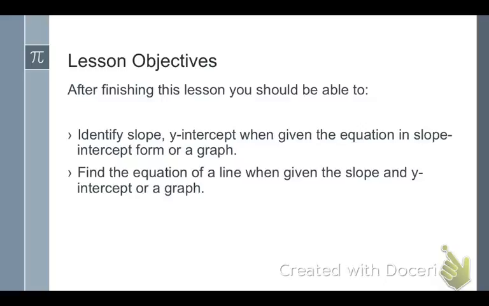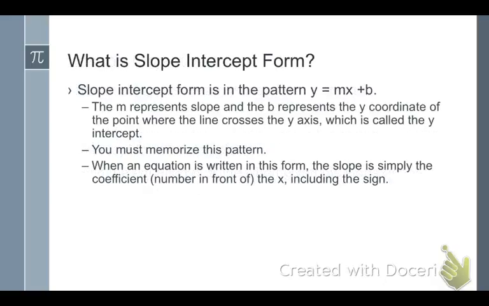So, what is slope-intercept form of a line? It's a pattern. It's a pattern you have to recognize. It's a pattern in the form of an equation. Slope-intercept form of a line is in the pattern y equals mx plus b.